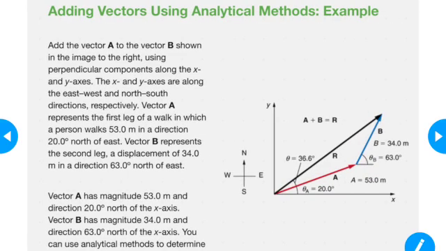So here we have some numbers thrown in now. Now I don't know why they give us the direction of R, it should not be there, but we do know that A is 53 meters at 20 degrees, and B is 34 meters at 63 degrees. So now we can use those two things with our trig to find what the components of A and B are.